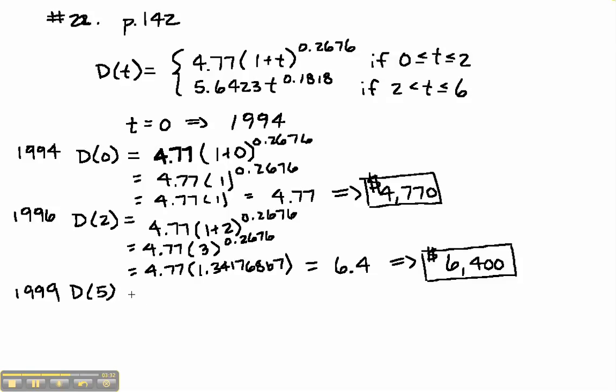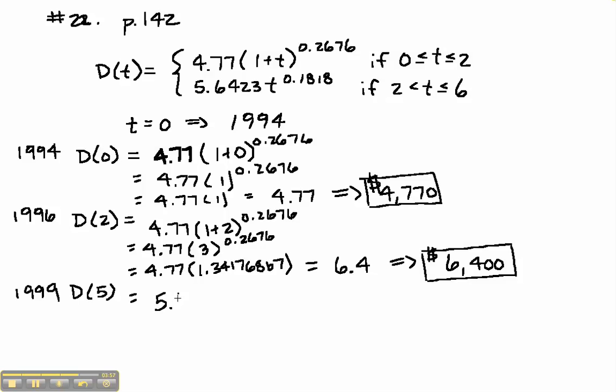And then when we get to finding the average U.S. credit card debt in 1999, this corresponds to t equal 5. Now 5 falls within the range 2 less than t less than or equal to 6. So now we have to use the bottom equation.